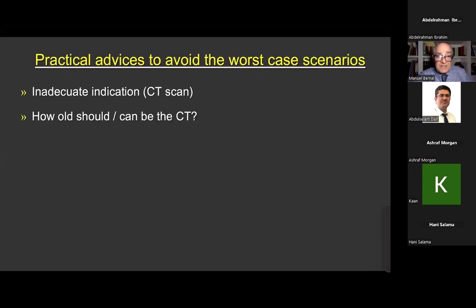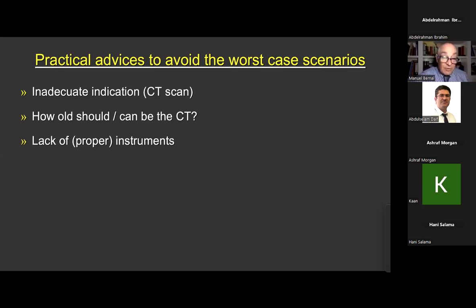Another practical advice, to avoid worst case scenarios: of course, you may have an inadequate indication, and that is not infrequent. Make sure that when you indicate a surgery, first, there really is disease, and second, the patient has complaints. Just the disease in the CAT scan does not justify a revision surgery or even a primary surgery. The other question is, how old can the CAT scan be? Well, the closer to the surgery, the better, okay? But if the patient has had a CAT scan 6 months ago, and then you see that the polyps are growing, you don't need to perform another CAT scan, that is an unnecessary irradiation.